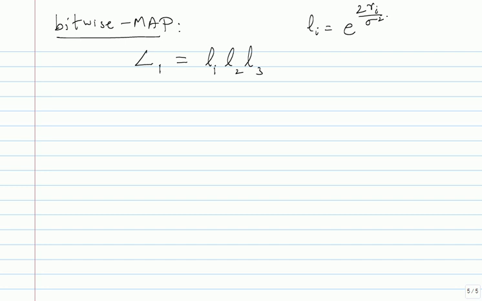So if you do that, if you remember that formula, you'll see capital L1 becomes L1, L2, L3. And if you use that simplification, this also becomes e power 2 by sigma square into summation Ri. Now what will your decision be?